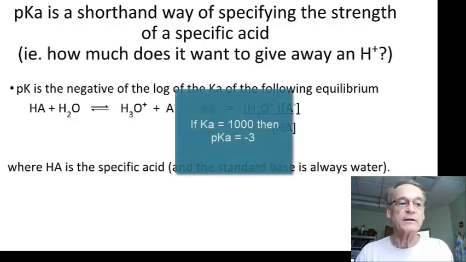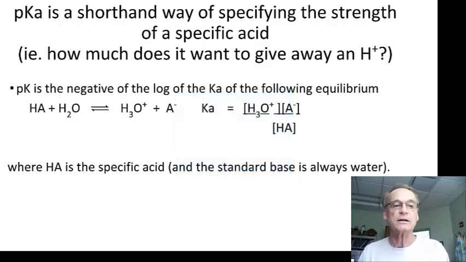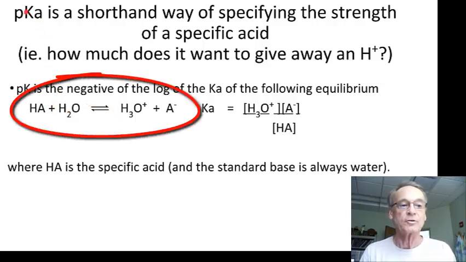So for example, if a compound had a Ka of 1,000, that would be 10 to the third. The pKa of that would be negative 3, because you take the negative of whatever the exponent is, and that's what a log is. So pKa is the negative of the log of the Ka. It's just a way of writing it in a different format. So the Ka that we're referring to is the equilibrium constant for this particular reaction.